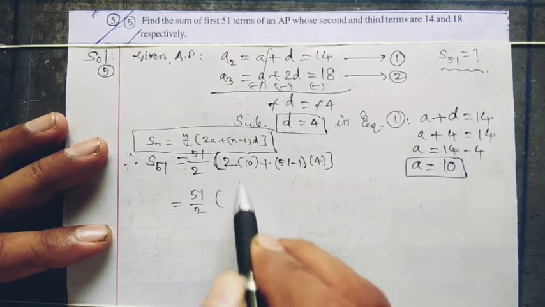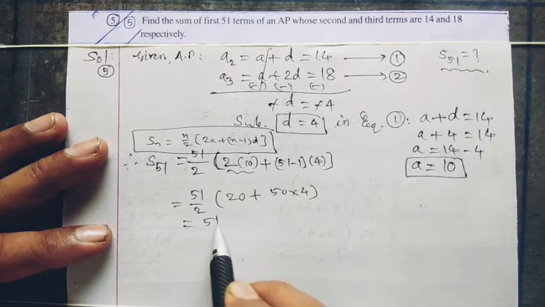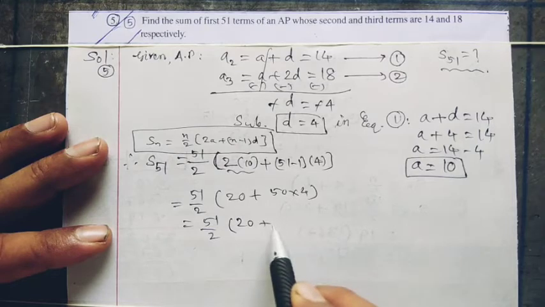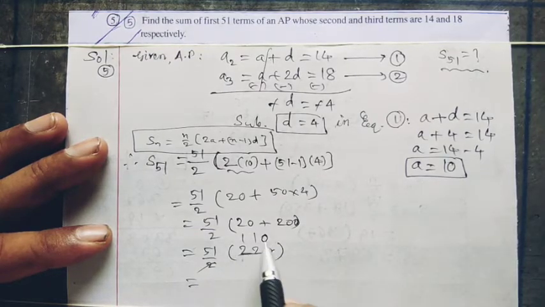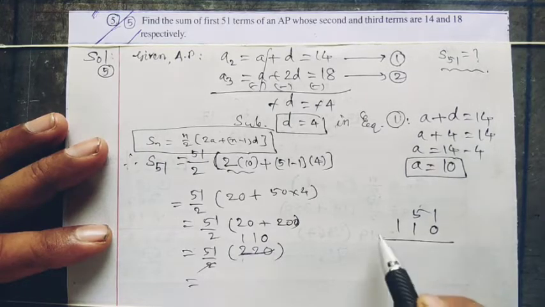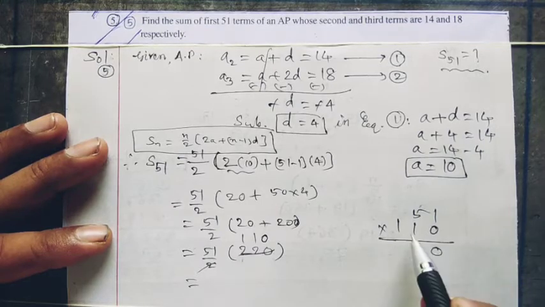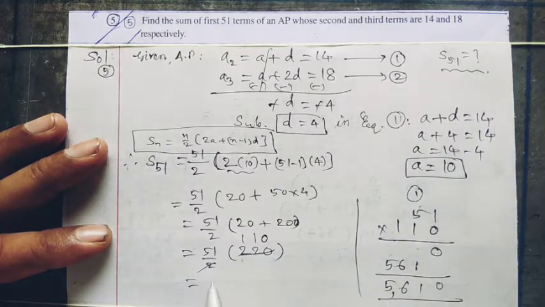51 by 2, 2 tens are 20, 50 into 4, 51 by 2, 20 plus 5 fours are 20, 51 by 2, 20 plus 200, 220, 2 ones are 2, 2 ones are 2, 110. 51 into 110. 11 ones are 11, 11 fives are 55, 5610. 5610. So this is S51 answer.